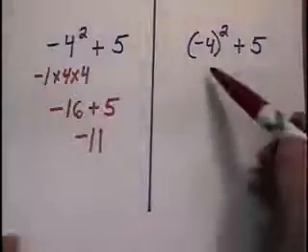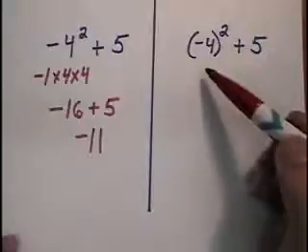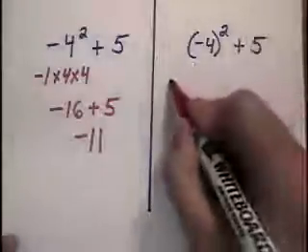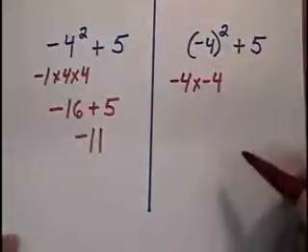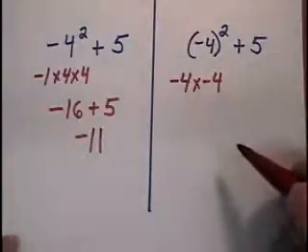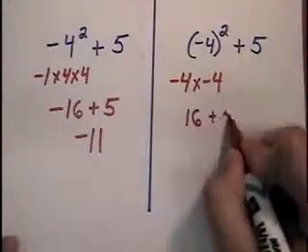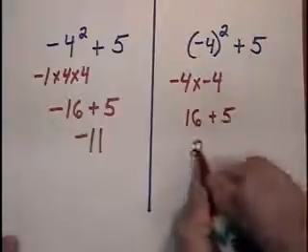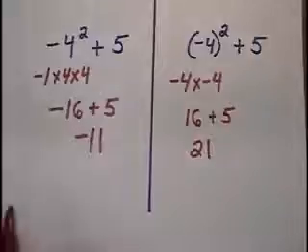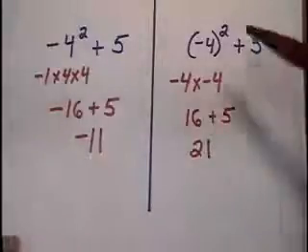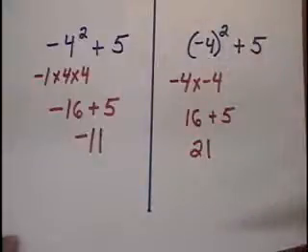How does that change if there were parentheses in this problem? If there are parentheses, -4 raised to the second power means that the entire value, -4, is being multiplied twice. So this time, -4 times -4 gives me a +16. When I add the 5, I have a very different answer of 21. Pay attention to the negative sign. Only when it's included inside parentheses is it used when you evaluate your exponent.